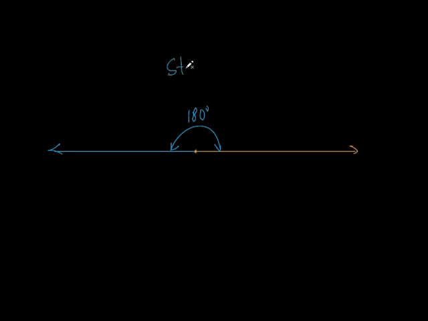We actually call this not a straight line, but a straight, what do you think? Angle. My writing's terrible. I'm trying to write too fast. Okay, it's a straight angle. So a straight angle is equal to 180 degrees.